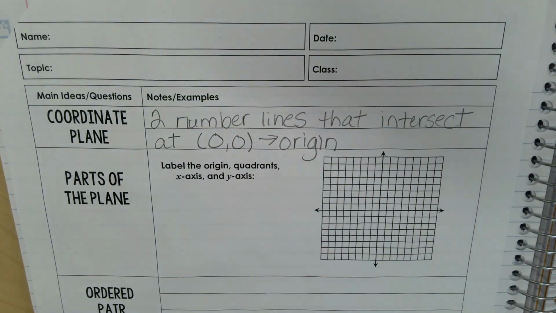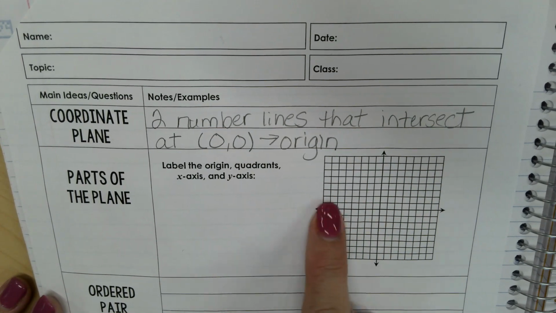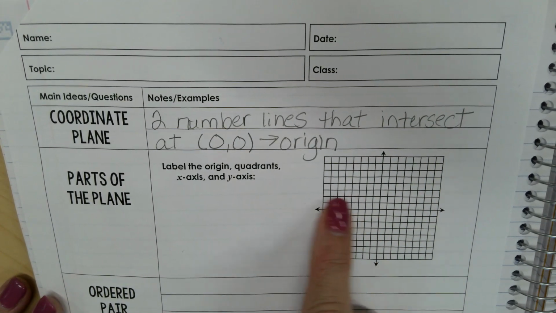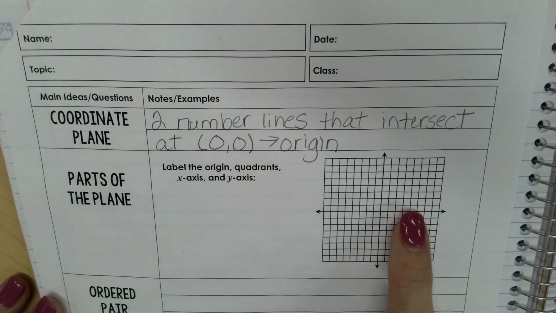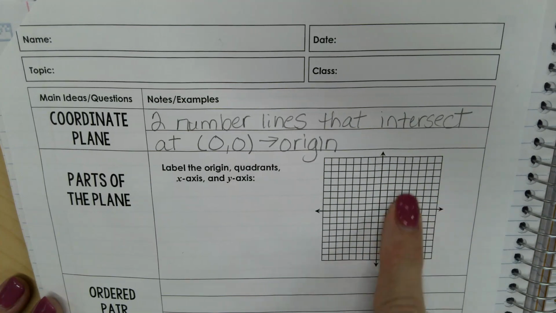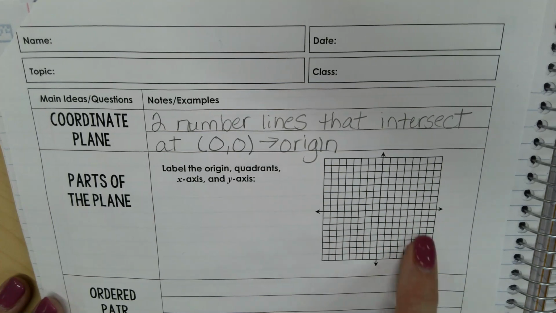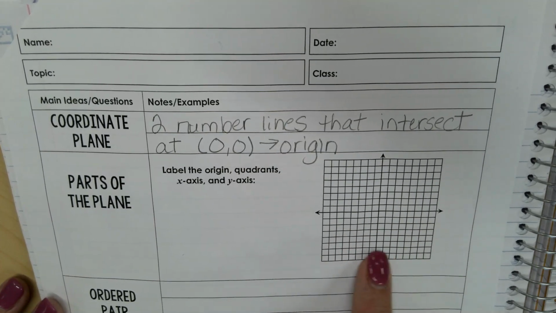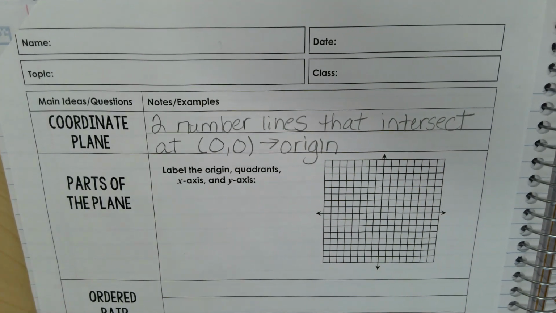And when those two number lines intersect at 0, 0, what happens? So like over here on the left, what do we get? Negatives, yes ma'am. And what do we get over here on the right? The positives. What about down here? Negatives, the negative y's, and up here the positive y's.